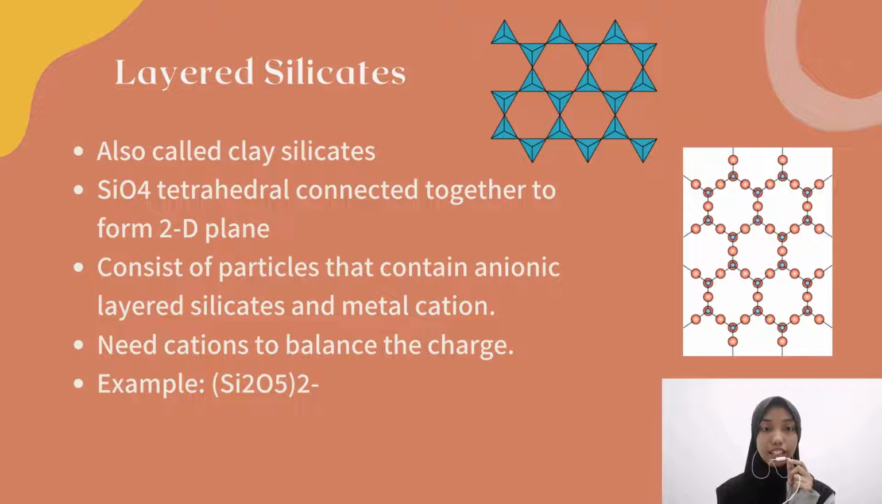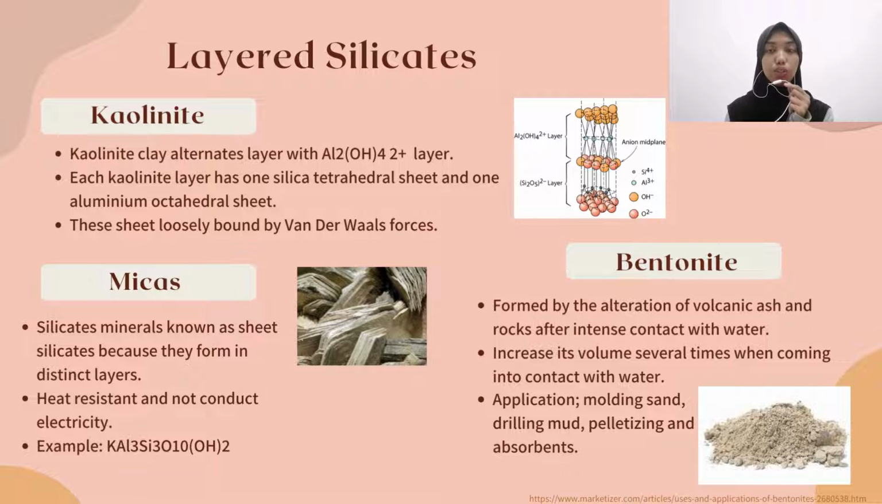Next is layered silicates, which we can also call clay silicates. The structure of layered silicate consists of SiO4 tetrahedra connected together to form a 2D plane. It consists of particles that contain anionic layered silicates and metal cations. Silicates need cations to balance the charge. An example of layered silicate is Si2O5 2-. There are three examples of layered silicate, which are kaolinite, micas, and bentonite.